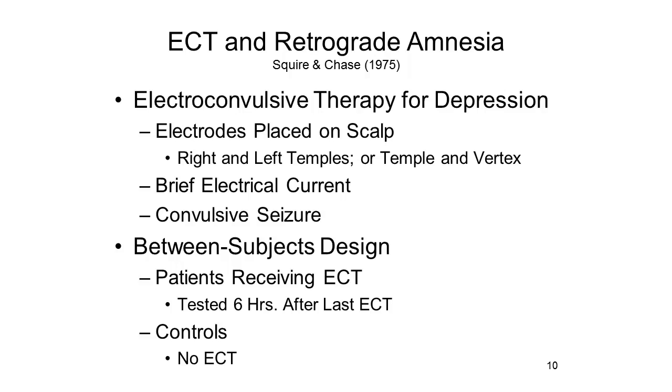Now, we don't need to go into all the details about how ECT works, but what happens in ECT is that the physician will deliver a convulsive electrical current to the brain of the depressed patient. They put electrodes on the patient's temples, perhaps on one temple and at the vertex of the skull, generate the electrical current, and the electrical current causes a convulsive seizure very similar to what you would see in epilepsy.